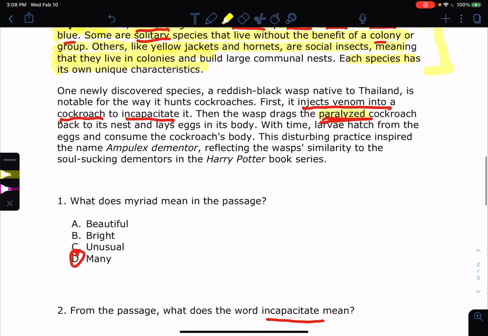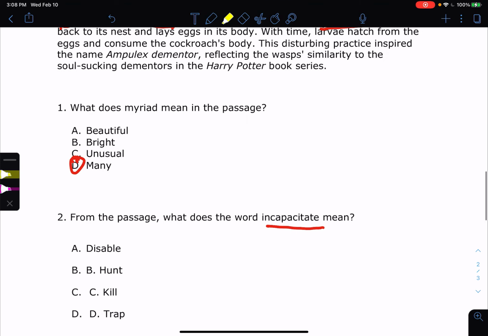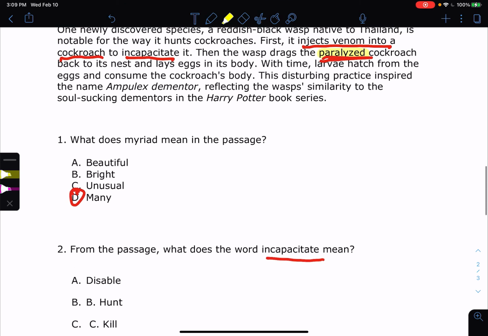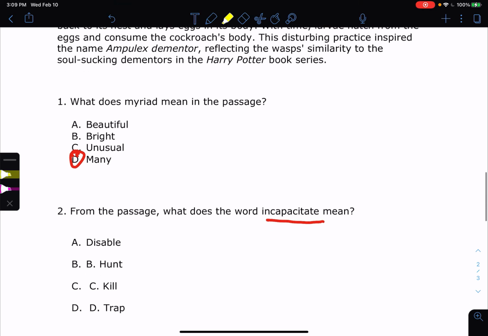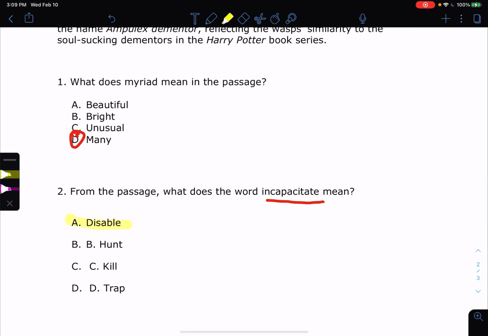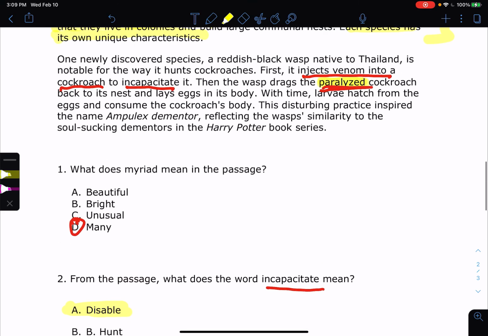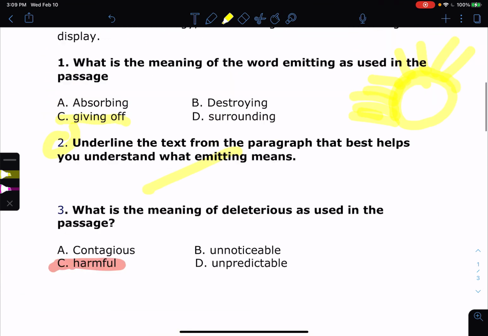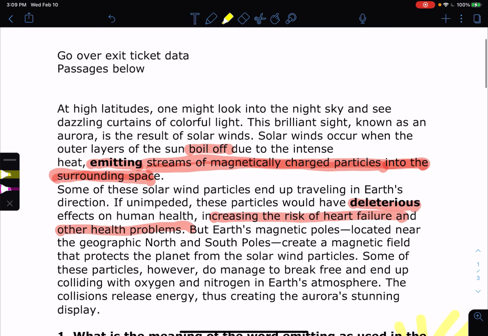So when something is incapacitated, it's not necessarily killed, it's paralyzed. The answer will be disabled. They have disabled the cockroach for it to be used for the eggs to be laid on. Okay, that's it. So context clues is one of those things that just depends on the text. Sometimes they are a little easier and sometimes they're a little harder.